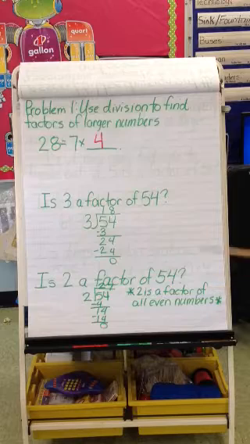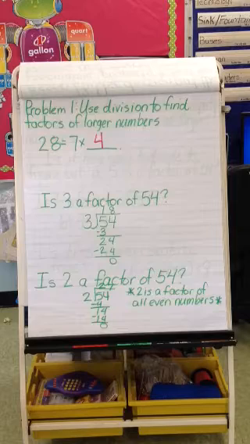Just so you know, 2 is a factor of all even numbers. So 2 is a factor of 22. 2 is a factor of 102. 2 is a factor of 98. 2 is a factor of 88. Okay, and so on.